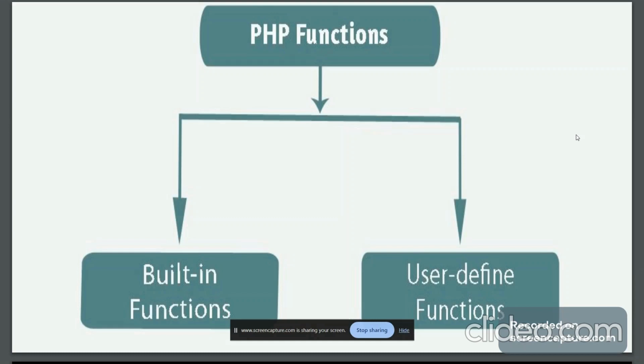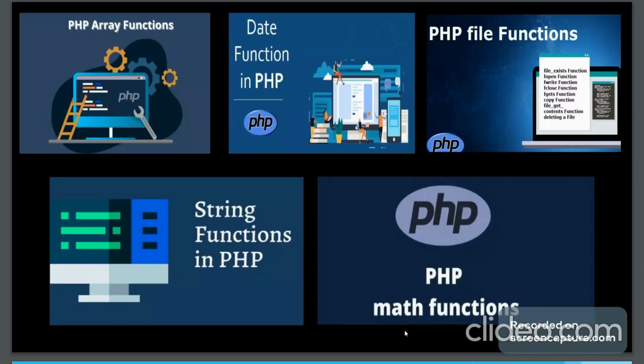Now there are two categories of functions in PHP: built-in, or system defined, or library, or predefined functions, and the second one is user defined functions. What are the built-in functions? There are many categories: array functions, date time functions, string functions, math functions, functions for file processing. There are many functions available for such functionality in PHP.